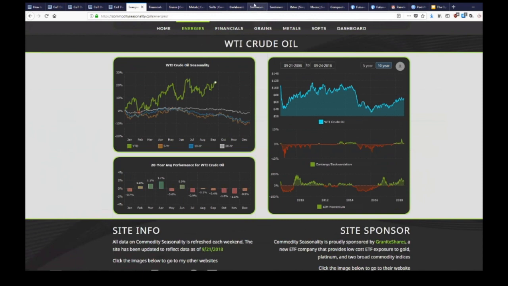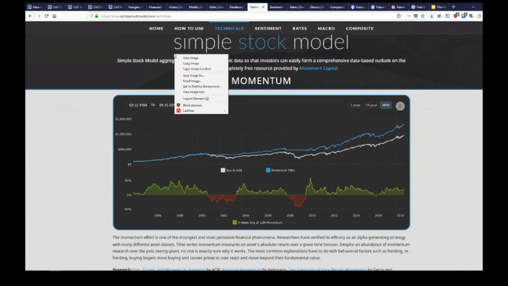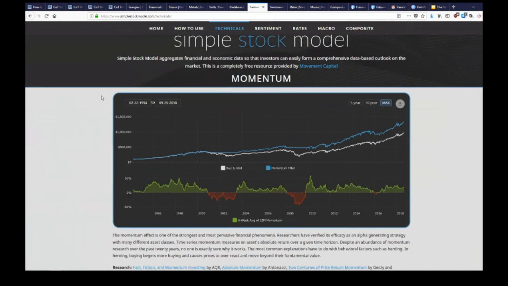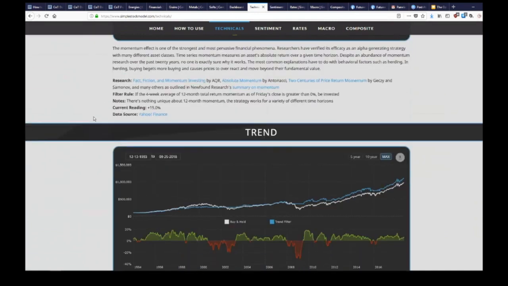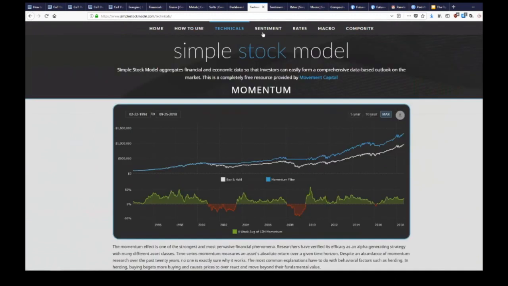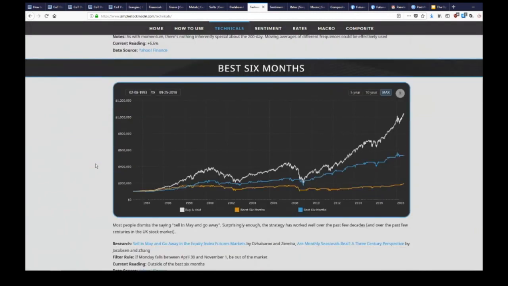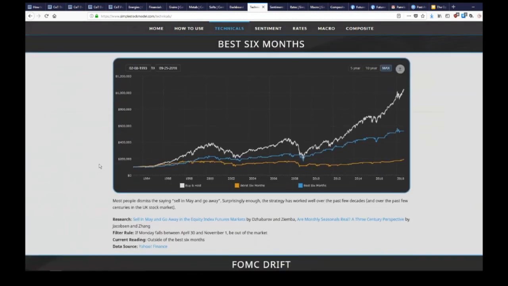Turning to the last site, which is S&P centric, what it does is just aggregate together a bunch of S&P indicators, and it's got different pages: technical, sentiment, rates, macro. So S&P technicals are strong. The trend is up. We've got seasonality turning very positive November 1.